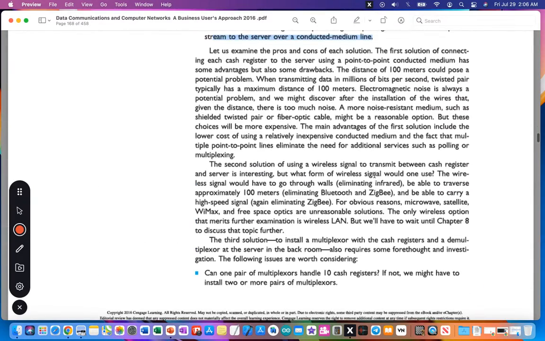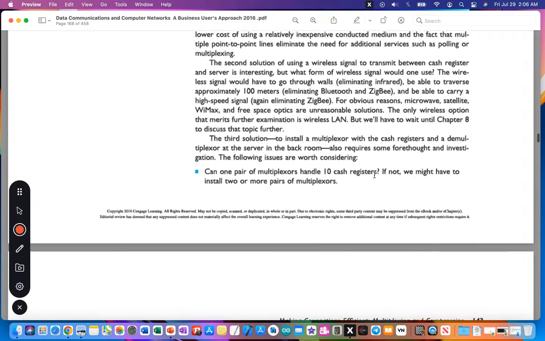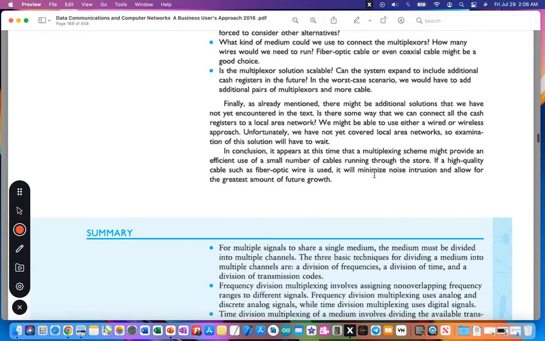And there will be a comparison exploring the pros and cons of each scenario. And then we'll continue.